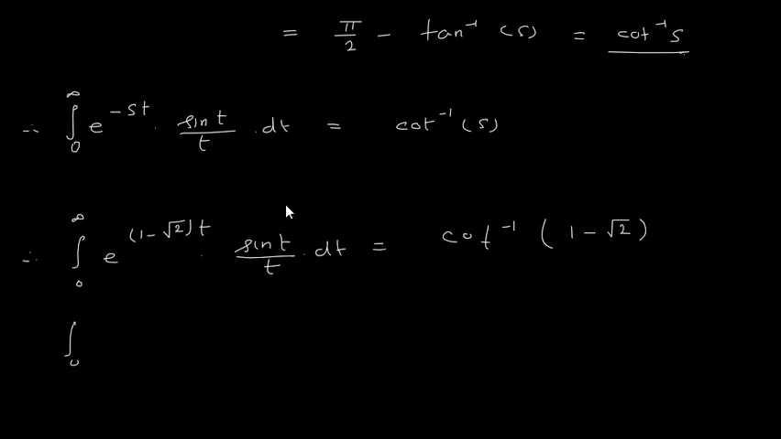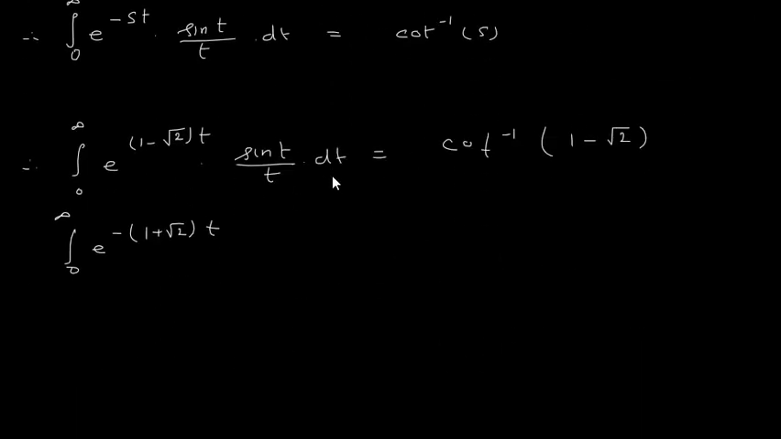and the integral from 0 to infinity of e raised to minus 1 plus root 2 t. Okay, so here one thing I have to correct, that here the minus sign should be outside. So if I take the minus sign outside, then this 1 will become minus and this root 2 will become plus. So it is minus 1 plus root 2, and here it is sin t upon t into dt. This will be cot inverse 1 plus root 2.